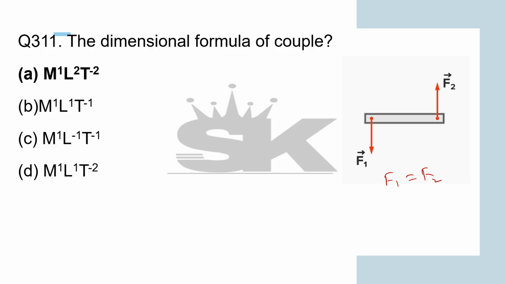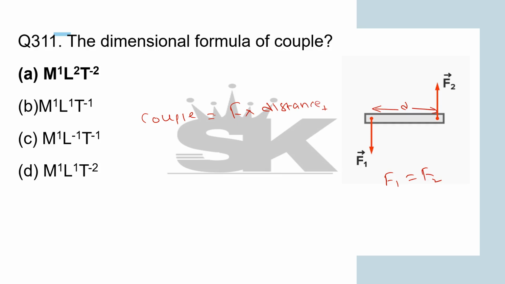The moment or torque of a couple is calculated by multiplying the size of one of the forces by the perpendicular distance between the two forces. This is the distance between the two forces. So here couple equals force into distance. It is the perpendicular distance.